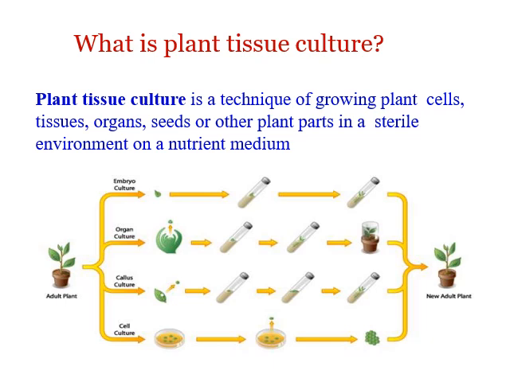So in this slide we can see the stages with a flow chart like this. You can have embryo culture, or you can have organ culture, or you can go for callus culture, or you can go for cell culture. Each and every culture has an individual value as well as advantages as well as uniqueness.